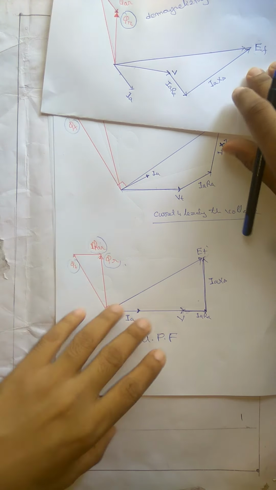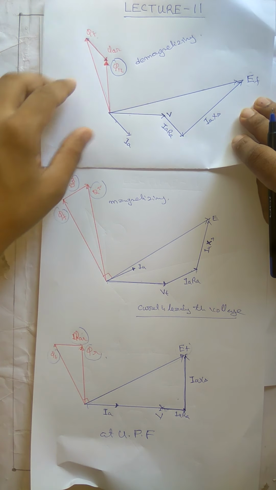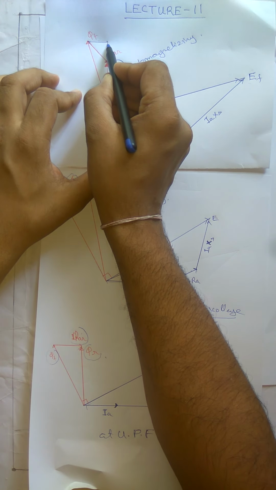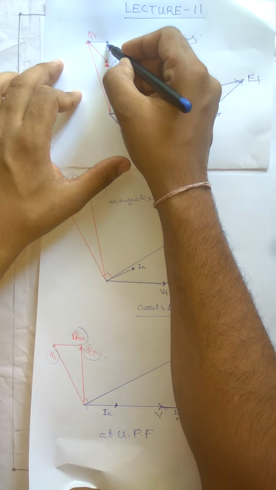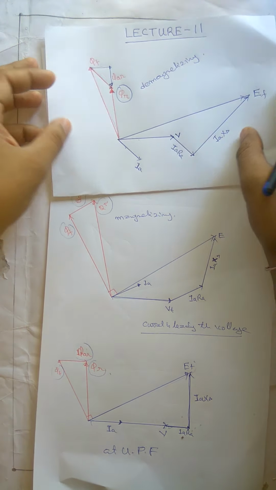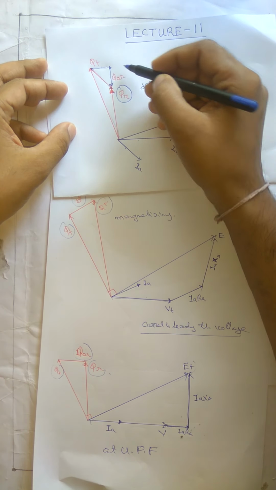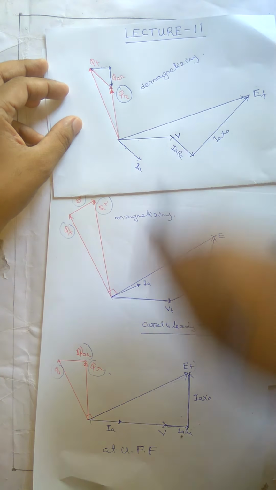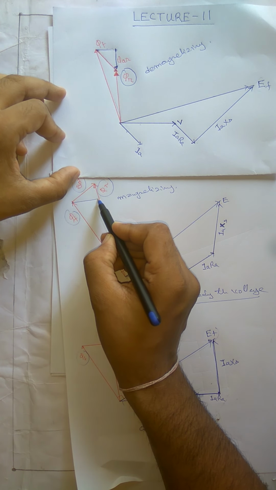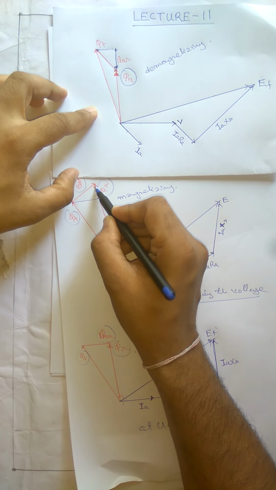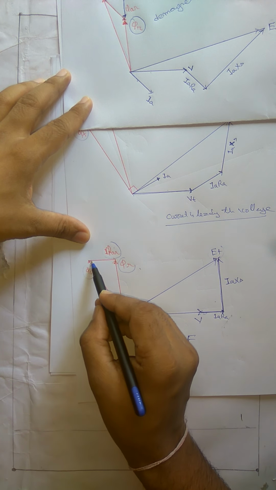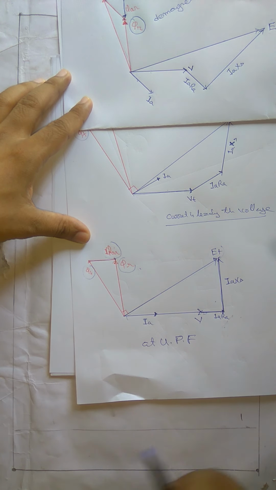Now here this is not purely demagnetization, it has a cross magnetizing component. What is the cross magnetizing component? This much is the cross magnetizing component, and this much is the demagnetizing component. So this armature reaction has both the components. It has a cross magnetizing component as well as a demagnetizing component. If you look at this, here also it has a cross magnetizing component of this much and a magnetizing component of this much.